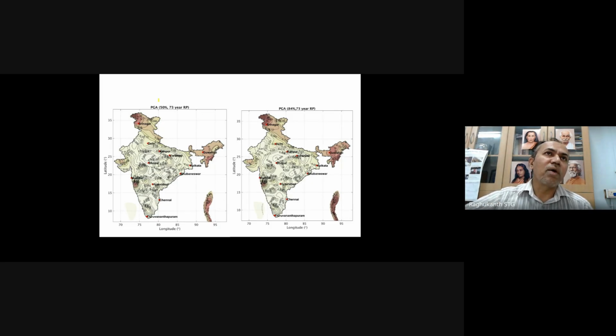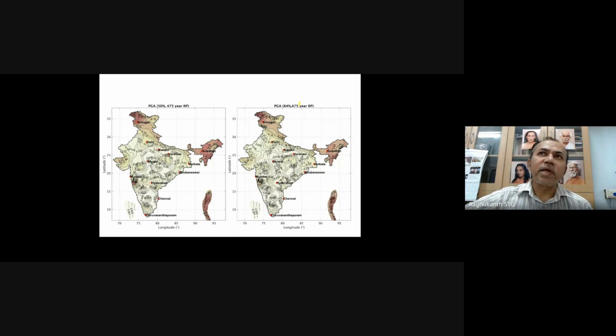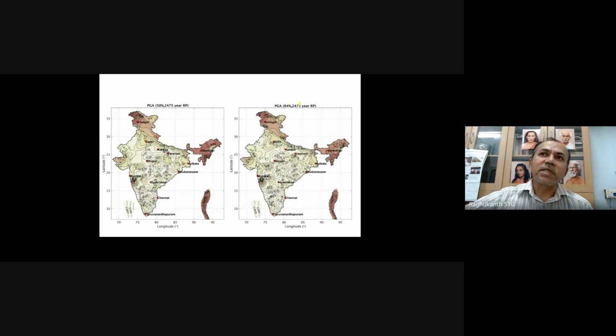This is like a PGA contour for the 50 percentile, 73 year return period. Then similarly the 84 percentile, where the 73 return period is the same and the percentiles are different. Of course, as percentile increases, the values also will increase. Similarly, the 475 year return period, 84 percentile and 50 percentile have been computed here, and then 2475. You can see the values in Himalayas are around 0.7 g to 0.8 g for the 50 percentile. If you take the 84 percentile, the values are slightly higher. In stable continental regions, the values are around 0.1 g or 0.13 g.